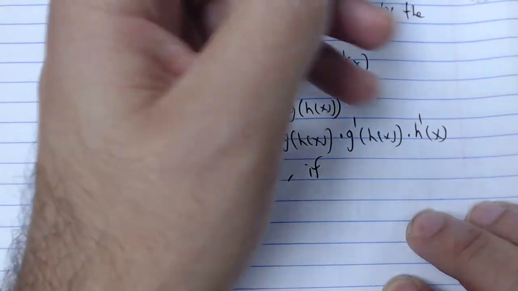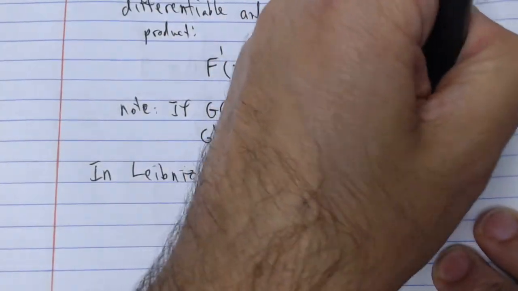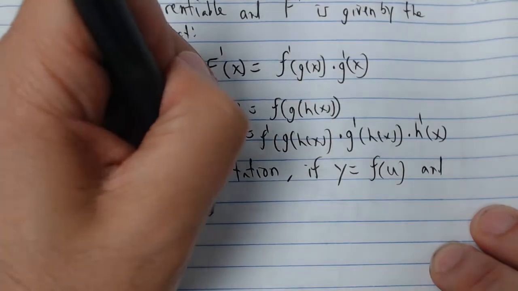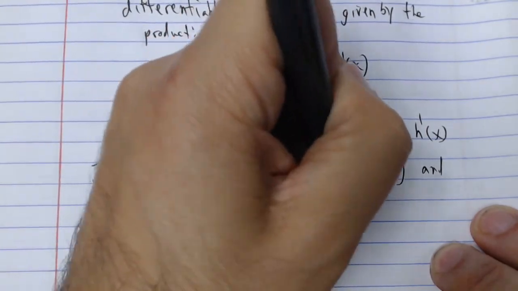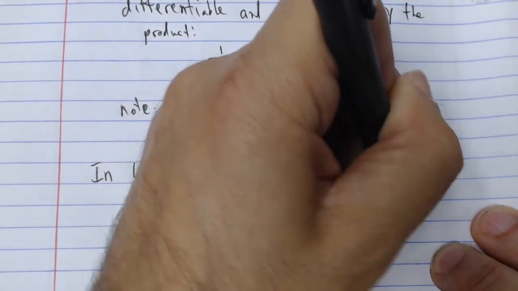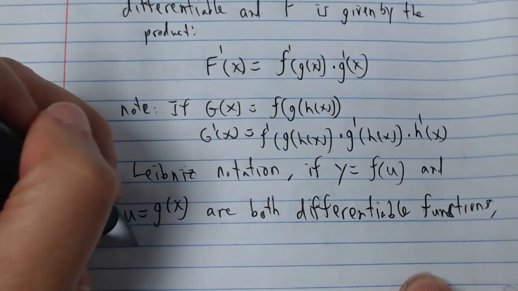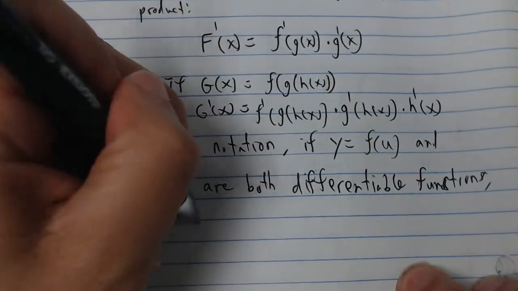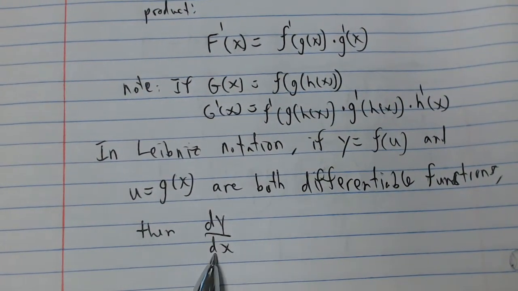So we're saying if y equals f of u and u equals g of x are both differentiable functions, then here's what we could say. dy dx, which is, what are we saying? The derivative of y with respect to x.